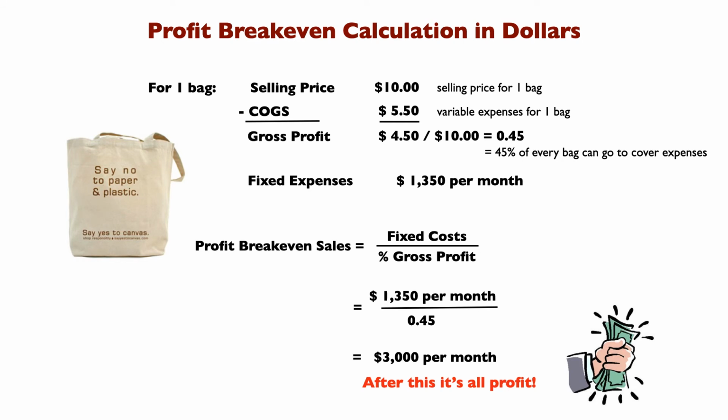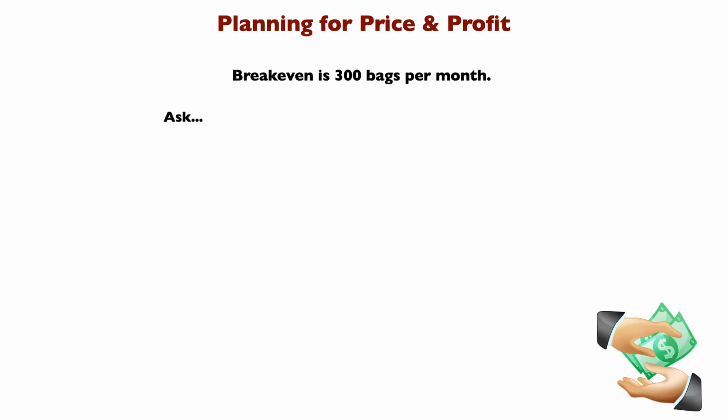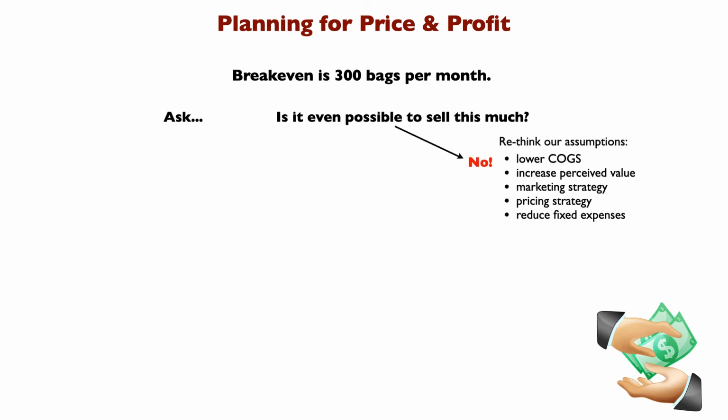So let's take it a step further. Remember, this break-even only covers the costs, the expenses of running the business, the fixed costs. But let's say we want to make some profit. So if our break-even is 300 bags a month to cover those fixed expenses, we ask, is it even possible to sell this much in our service area? If we decide, no, actually 300 bags a month is a bit much, then we need to rethink our assumptions.